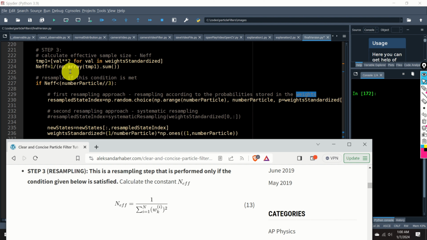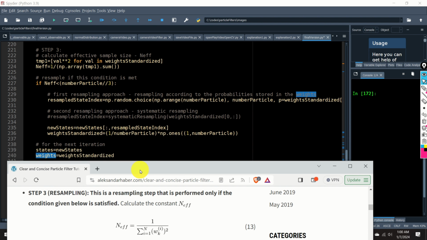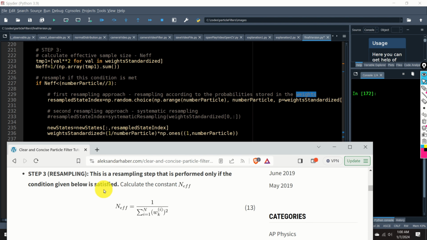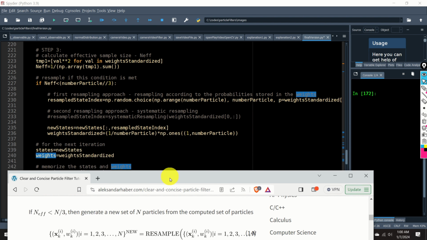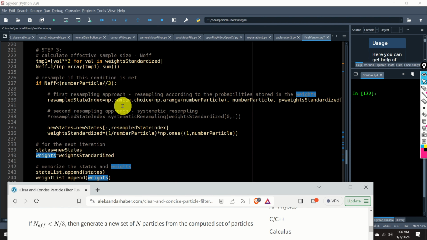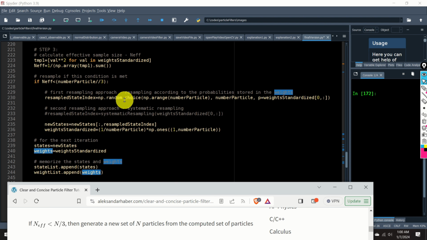Next, we explain step number 3. Here's step number 3, and here's the formal statement of step number 3. So what's happening over here? First of all, we need to compute this constant called n effective. Here's how we do it in Python. Then we need to check this condition. If this condition is satisfied, then we need to resample. Here's how we resample, and I will zoom out such that you can see this code line.